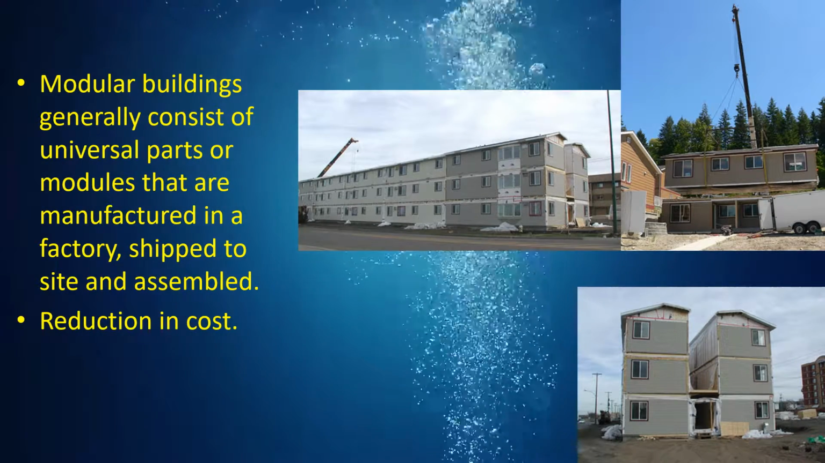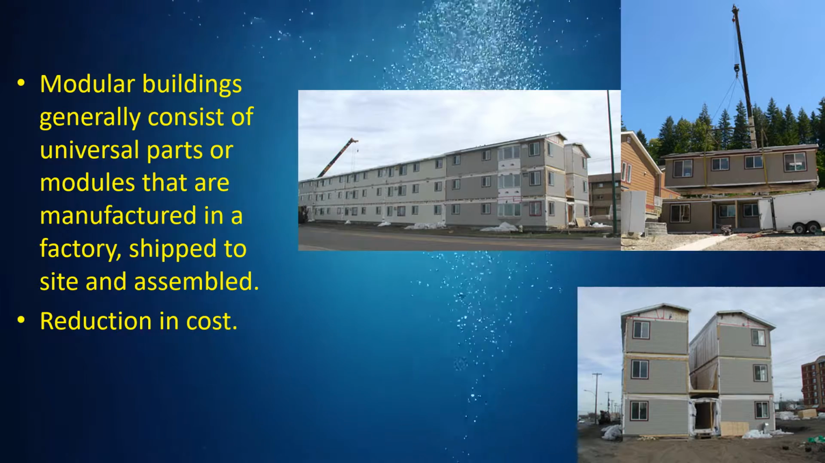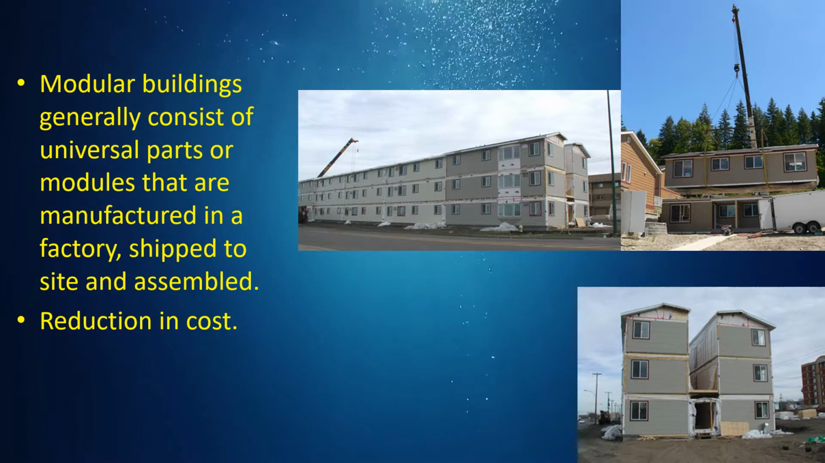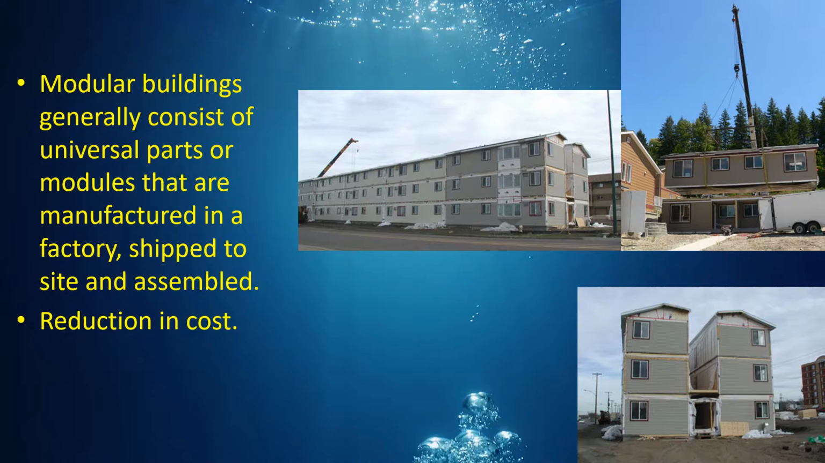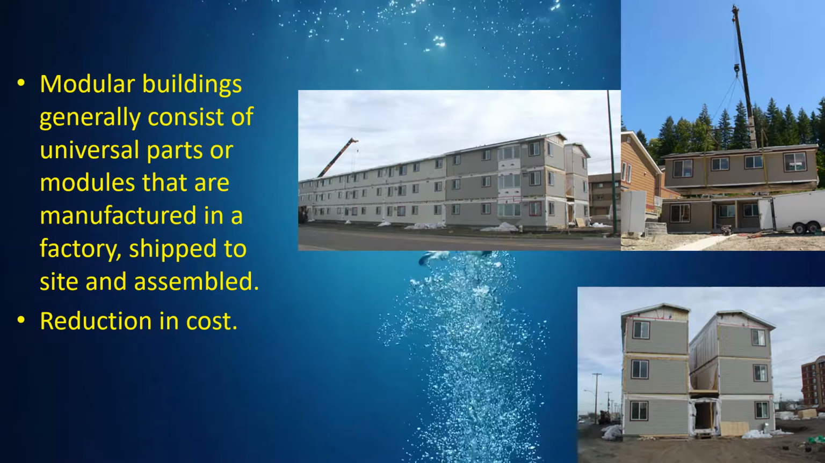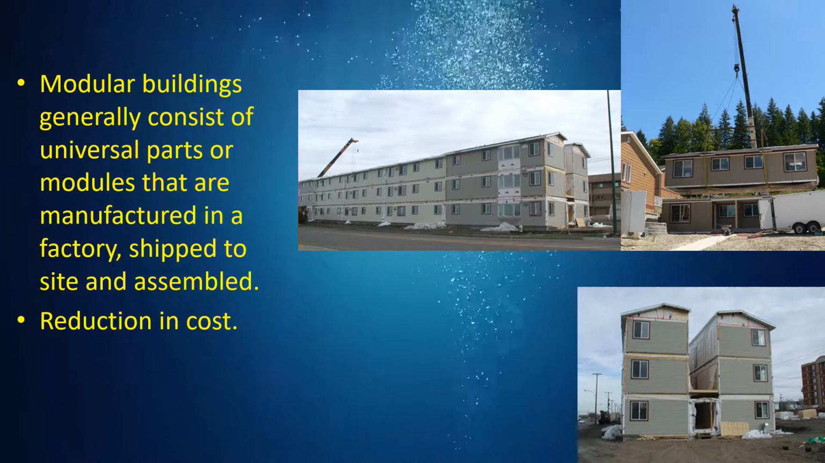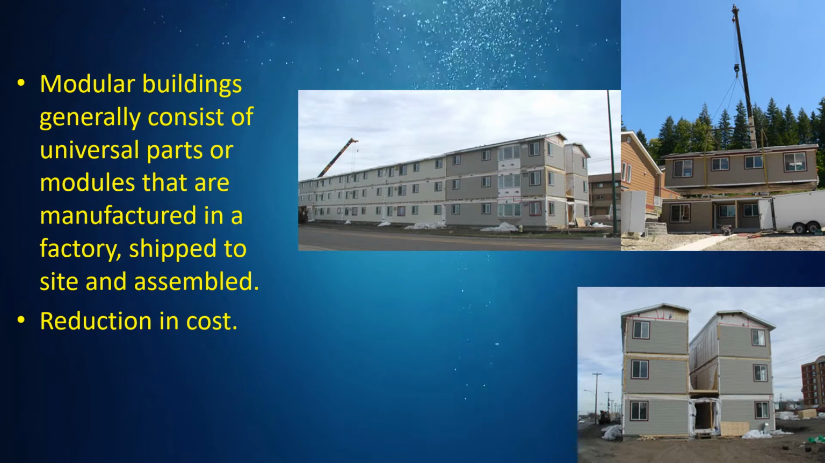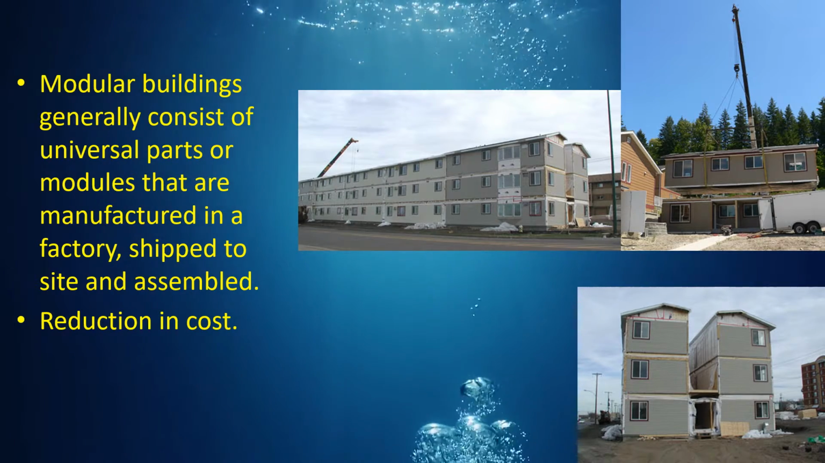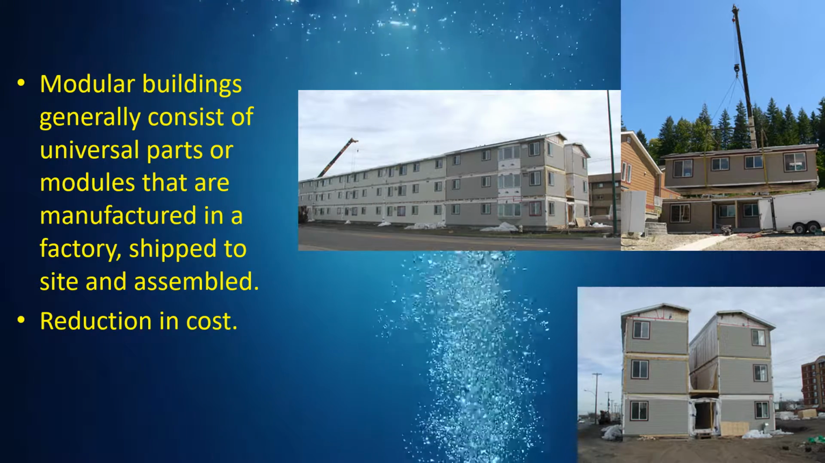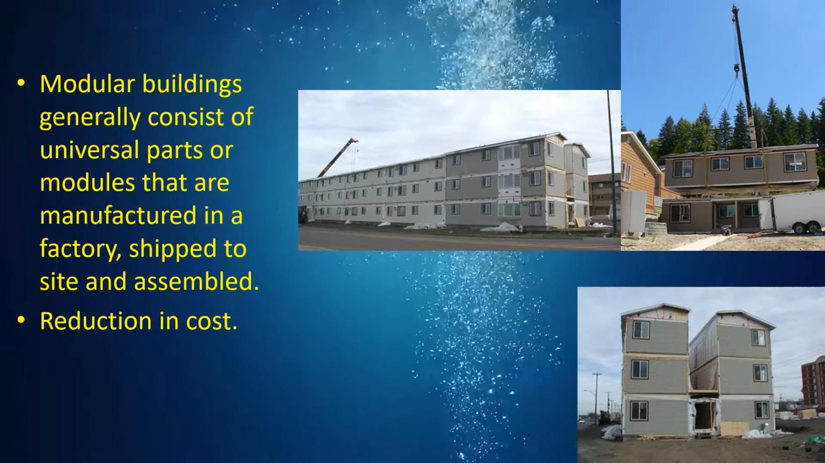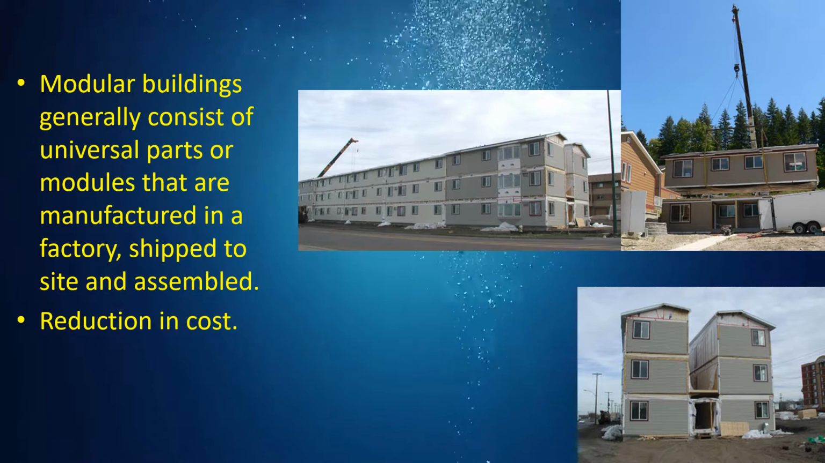Modular buildings and also modular homes generally consist of universal parts or modules that are manufactured in a factory and then shipped to a build site where they are assembled into a variety of arrangements. This gives a reduction in cost due to less customization and less learning time.